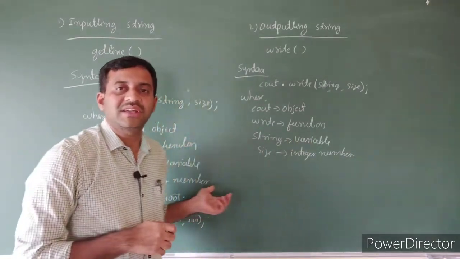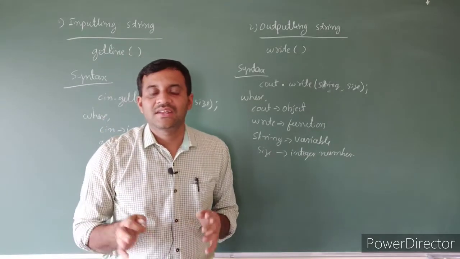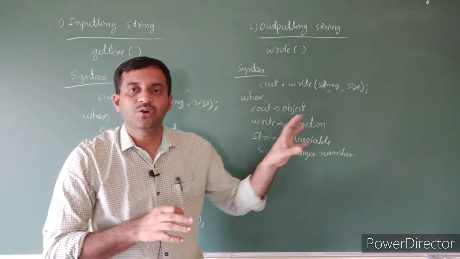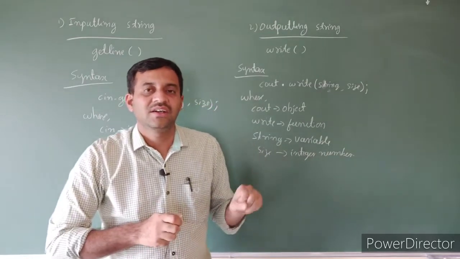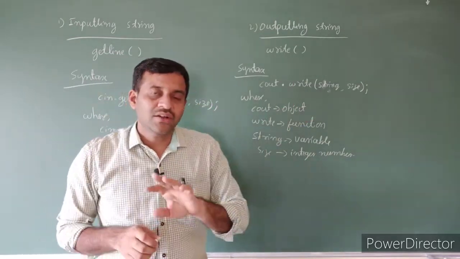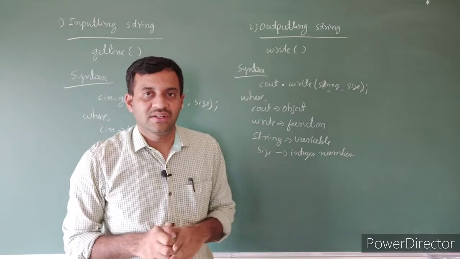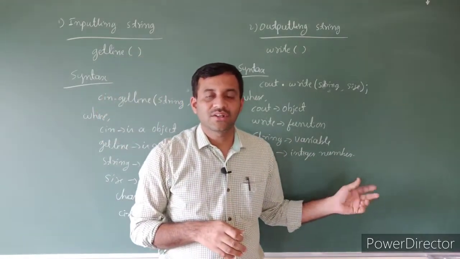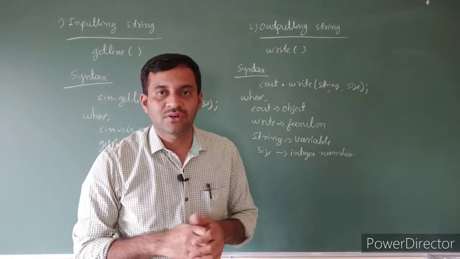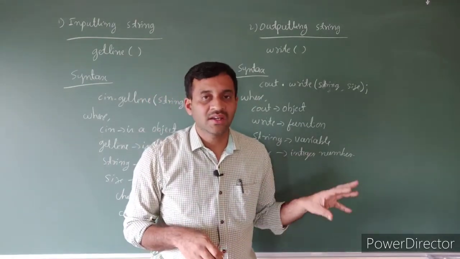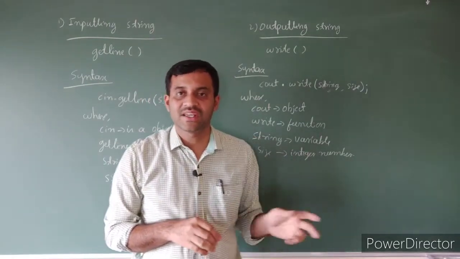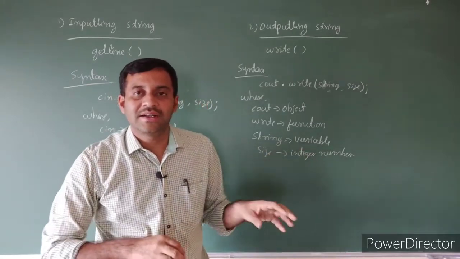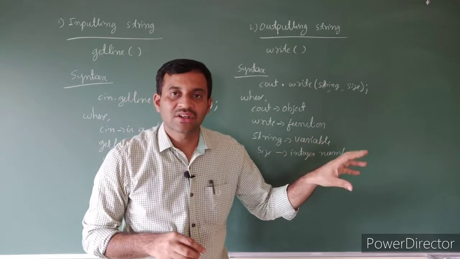Note the difference between getLine and write. getLine is used to read a string, write is used to output a string. The write function does not terminate in between. Until the null character is encountered, it displays all the characters. See here, the write function displays all the characters until the null character is encountered.